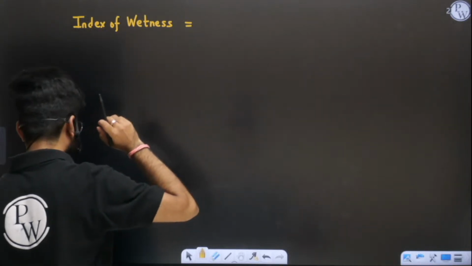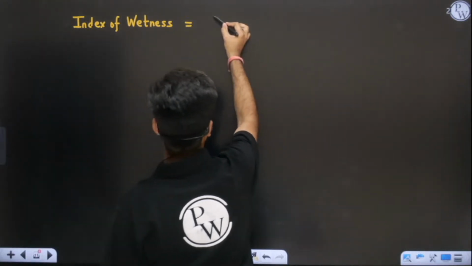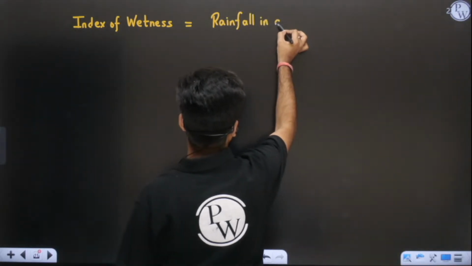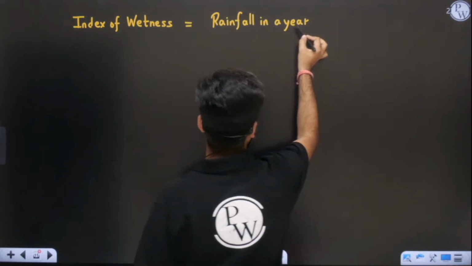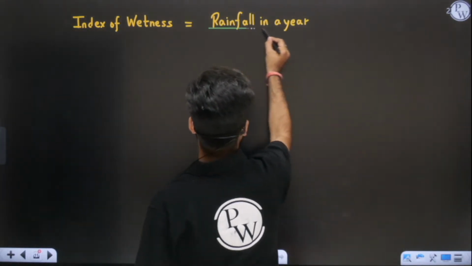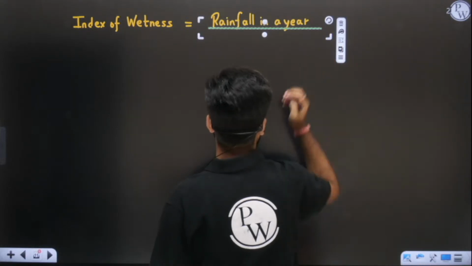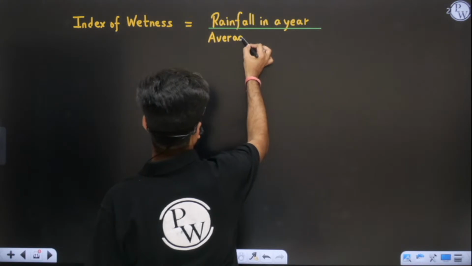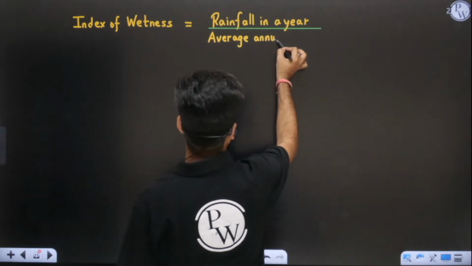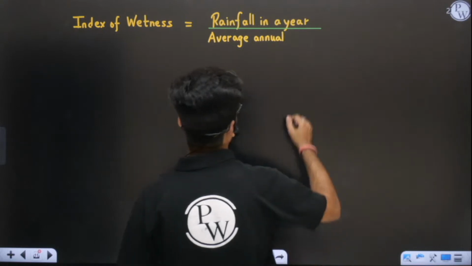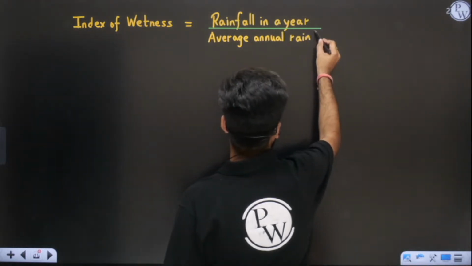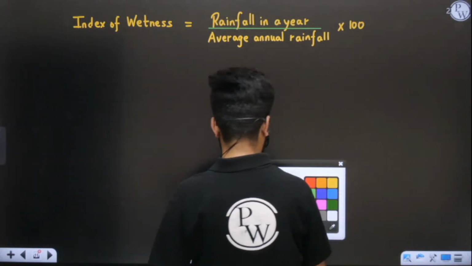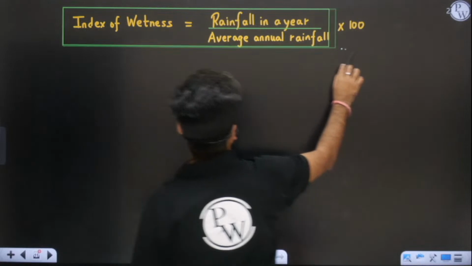Index of wetness means rainfall in a year in an area divided by average annual rainfall of that area, into 100. So this is your index of wetness.